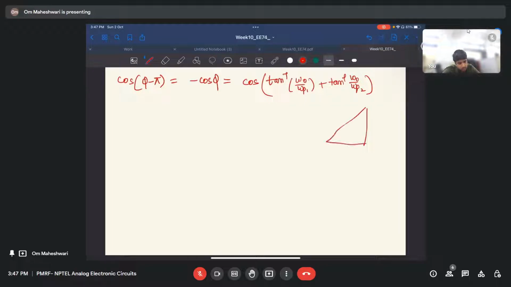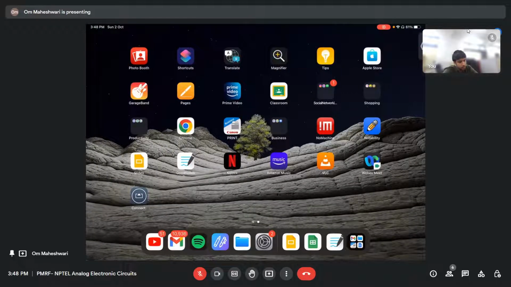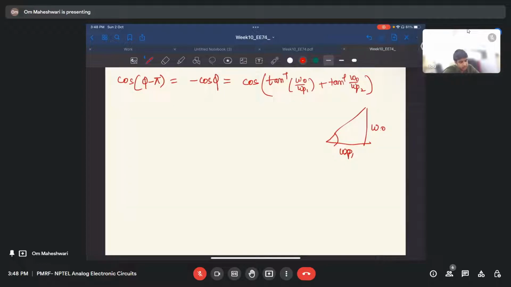Fine, so let us see this. This is omega naught, this is omega p1, and this is some angle. So tan is omega naught by omega p1. Now what will be the cos? In terms of cos, cos is base upon hypotenuse.